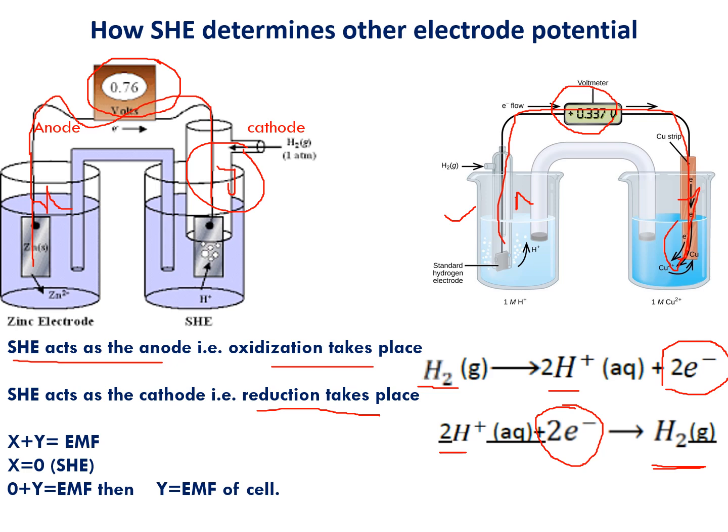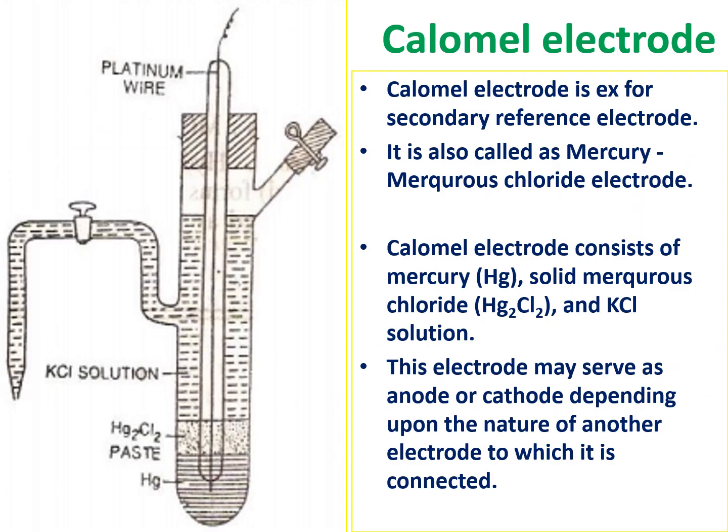Okay, so another example here is the calomel electrode. What is the need of the calomel electrode? We already have the standard hydrogen electrode. If you see the standard hydrogen electrode, we always pass hydrogen gas at 1 bar atmospheric pressure, and we also always maintain 1 molar hydronium ions.